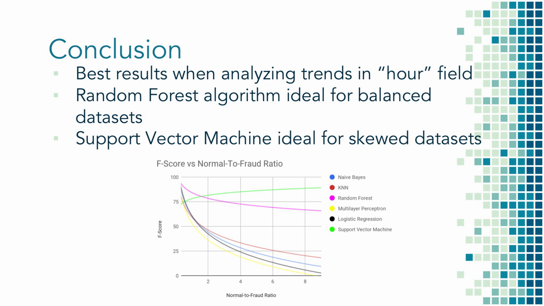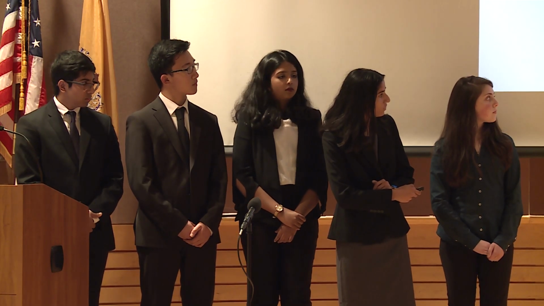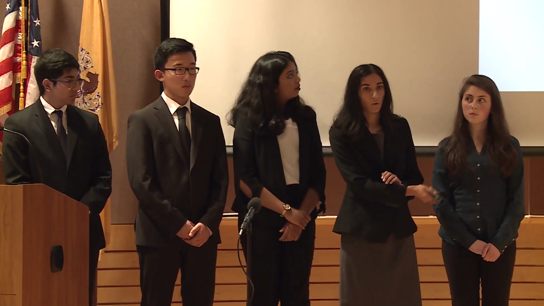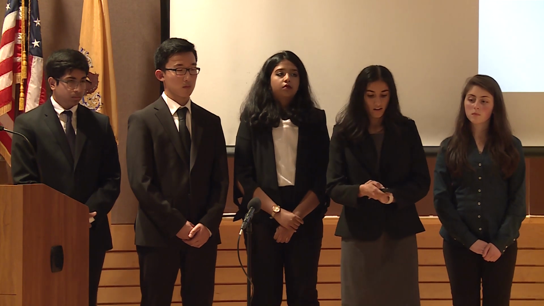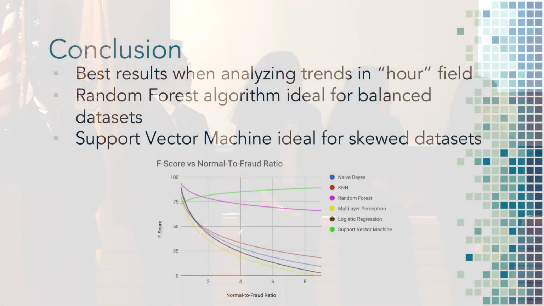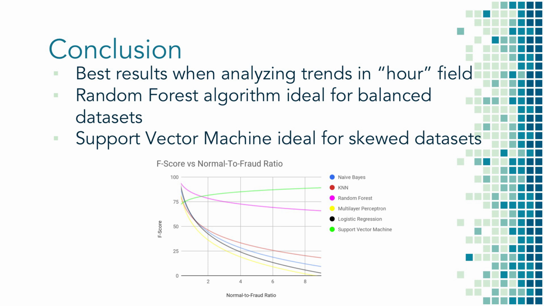In terms of the best performing algorithm, we determined that if you have a 1-to-1 ratio or close to 1-to-1 ratio of fraudulent to non-fraudulent transactions, the best performing algorithm was the random forest model, which is depicted right here because you have the highest F-score at a low normal to fraud ratio. But if you think about it, in real life, you have way more non-fraudulent transactions than you do fraudulent transactions, which means that you're not looking for a 1-to-1 normal to fraud ratio, you're looking for something way higher. So then in that case, we determined that the support vector machine works the best because it has the highest F-score when the normal to fraud ratio was significantly greater.